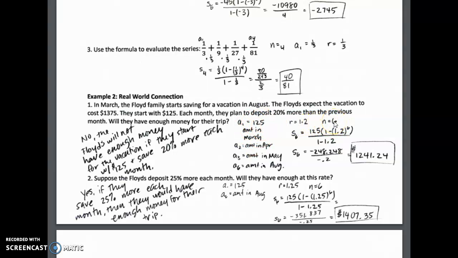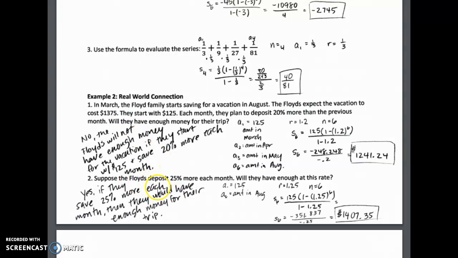It's very similar to the problem that we did with the geometric sequences. So we plug it in to this formula. S sub 6 is 125 times 1 minus the R value, 1.2 to the 6th power, over 1 minus R. Simplify that, and we find out that after 5 months of saving in August, they would end up with $1,241.24, which would not be enough if they think that their vacation is going to cost $1,375. They'll either need to start with more money or save more money.